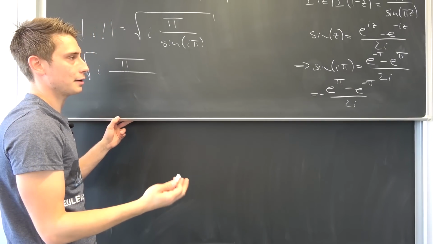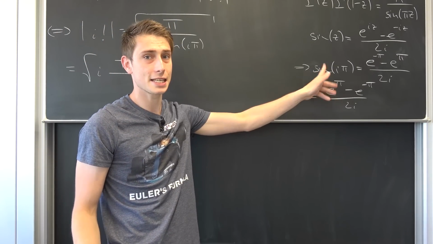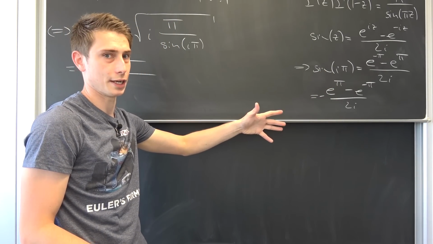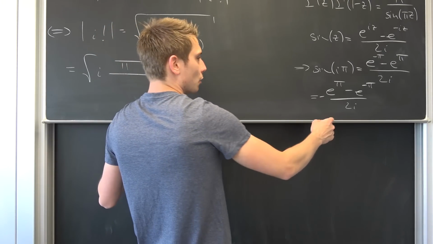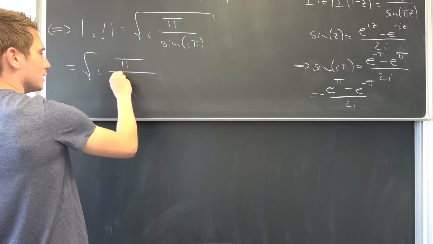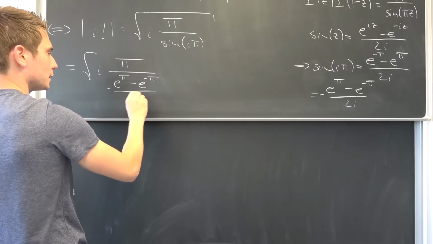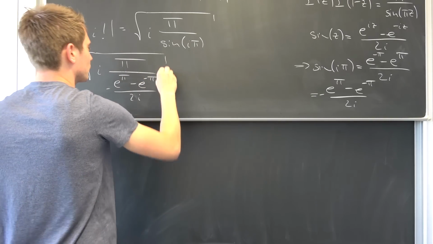how should I put it? I am thinking about introducing the hyperbolic sine right here. This in itself is kind of the hyperbolic sine already. We are just going to put this in here. This is going to give us negative e to the pi, negative e to the negative pi over 2 times i.